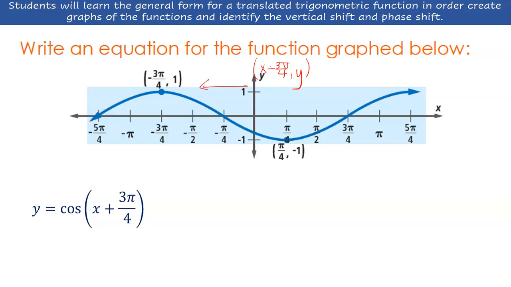Now you could argue for the sine. That's fine. If you think it's the sine curve, it's just that instead of it being here, it's here. So then you would have y equals the sine of x minus 3 pi over 4, because if we do it as a sine, it went to the right.